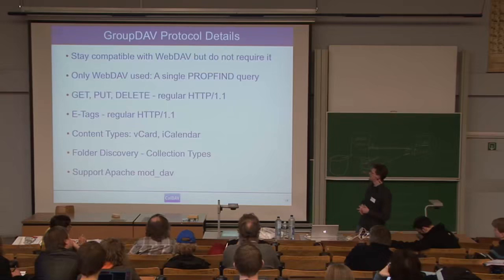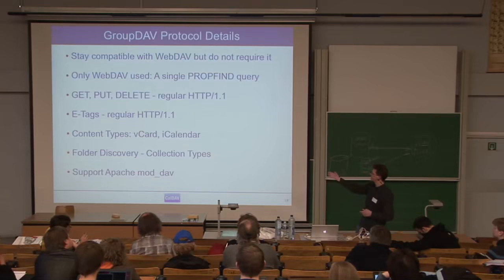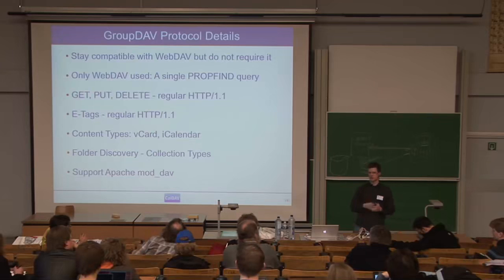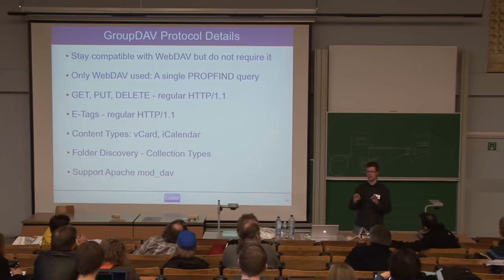Otherwise, it's the same thing: get, put, delete, everything plain HTTP. Content types are vCalendar and iCalendar. Folder discovery is done using the prop find. So in the result set, you get responses for the folders, and we actually need to tag calendar folders with a special type so that the client knows that this folder is a calendar folder.